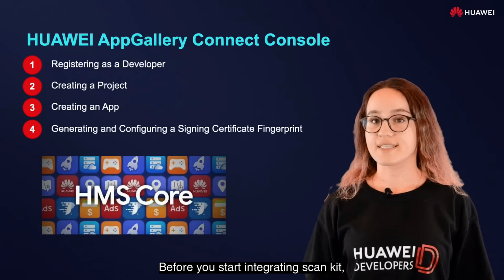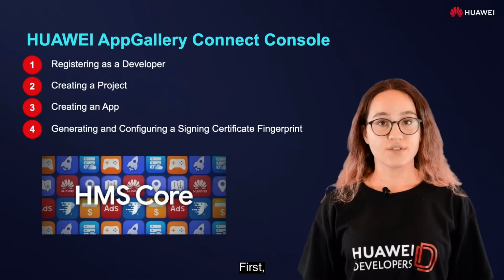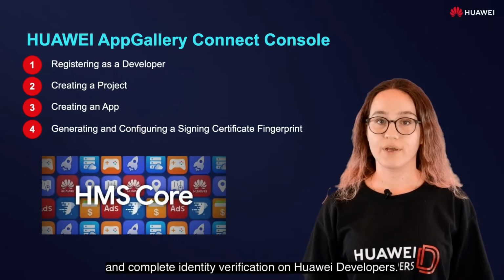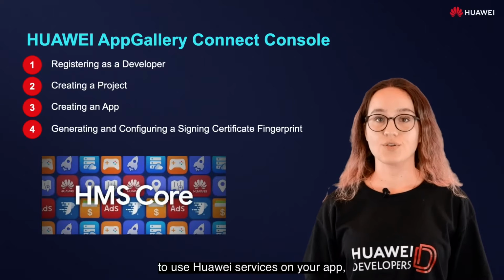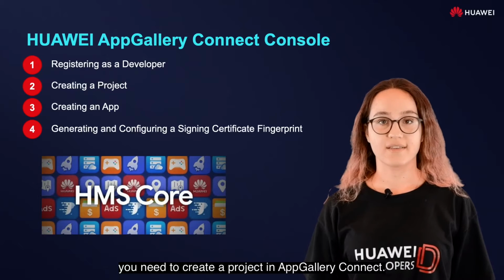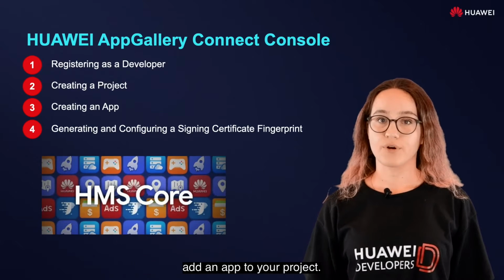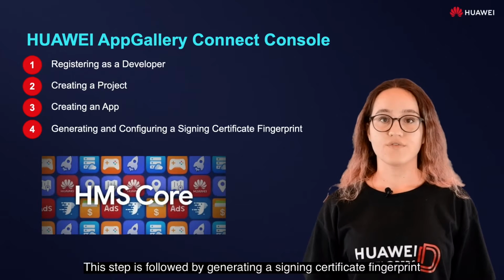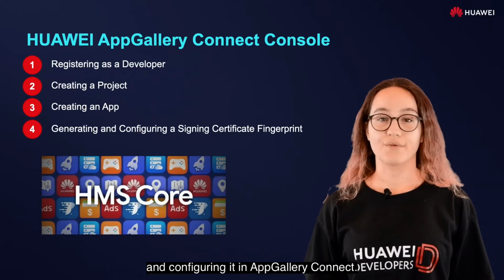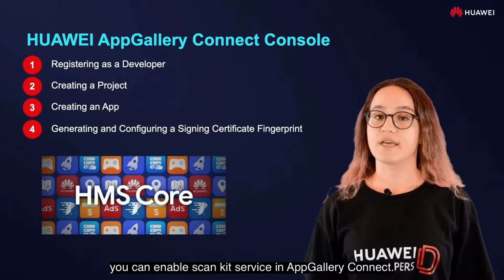Before you start integrating Scan Kit, you need some configuration in App Gallery Connect. First, you must register as a Huawei developer and complete identity verification on Huawei Developers. Then, to use Huawei services in your app, you need to create a project in App Gallery Connect. After creating a project in App Gallery Console, add an app to your project. This step is followed by generating a signing certificate fingerprint and configuring it in App Gallery Connect. Finally, you can enable the Scan Kit service in App Gallery Connect.